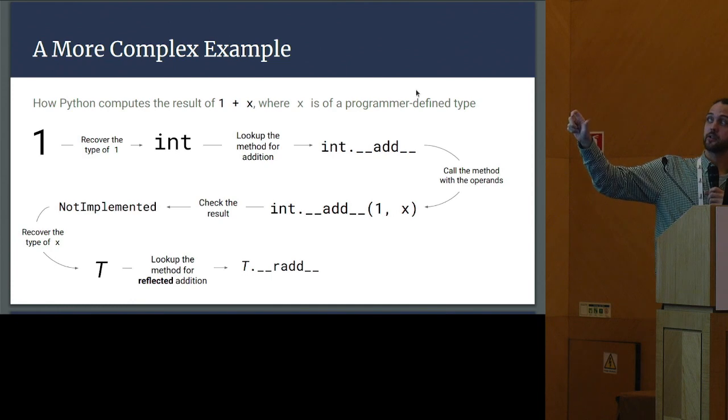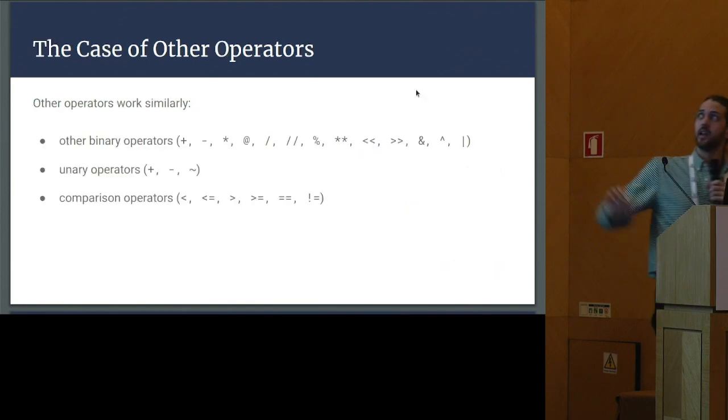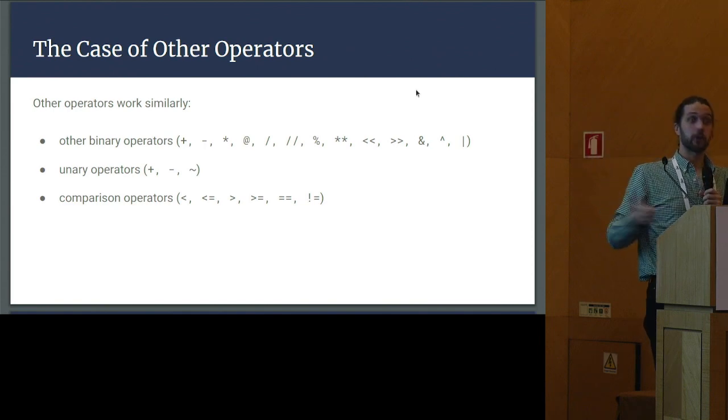The R here stands for reflected, so we fall back on the reflected addition method, and we call this method here. And hopefully it returns some result, and if it cannot, for example, if it returns not implemented, then we raise a type error, and we cannot do addition.